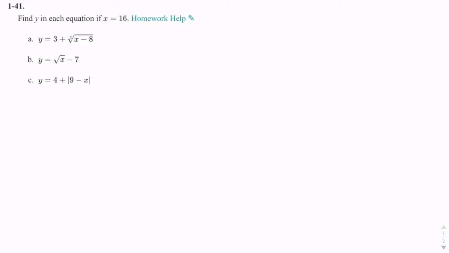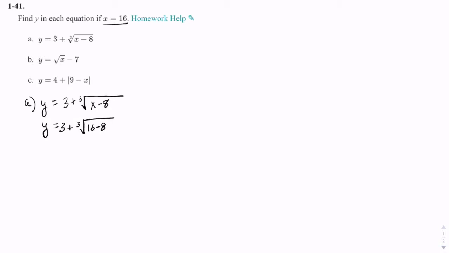Okay, for 41, we have: find y in each equation if x equals 16. So they want us to substitute in. Let's start with A. The equation is y equals 3 plus the third root of x minus 8, and x is 16. So I'm going to substitute the 16 in, and I'm not going to do anything else on the first step.